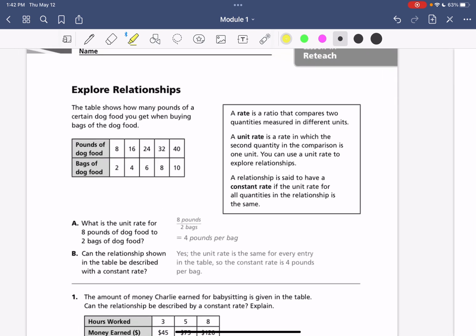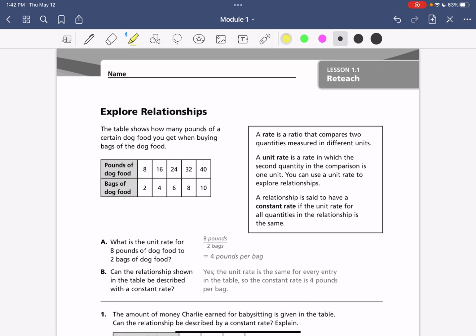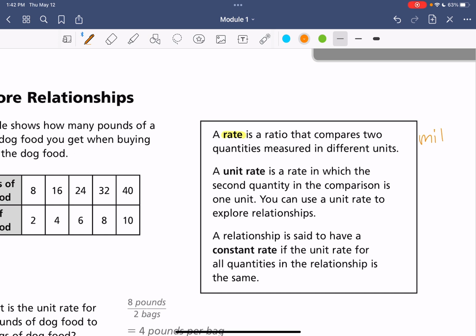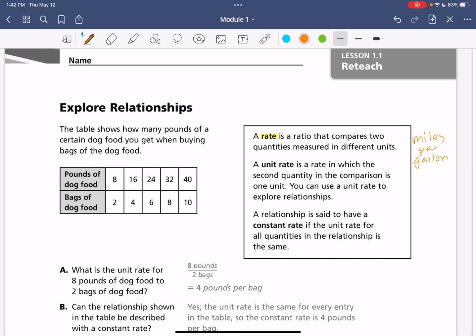Here is the reteach that is available in Into Math. It starts with some vocabulary. So here we have rate. A rate is a ratio that compares two quantities measured in different units. So for example, we have like miles per gallon. Okay, something like that, miles per gallon.